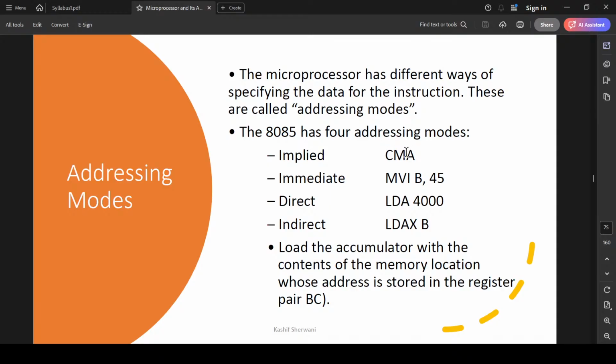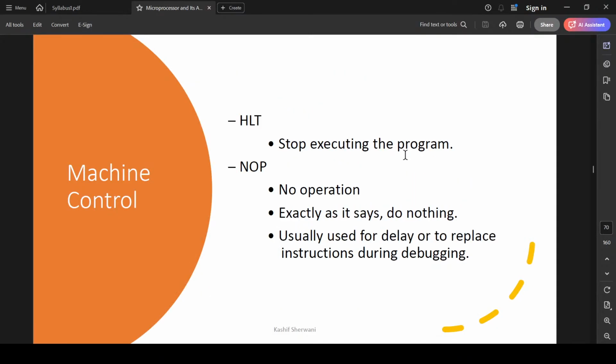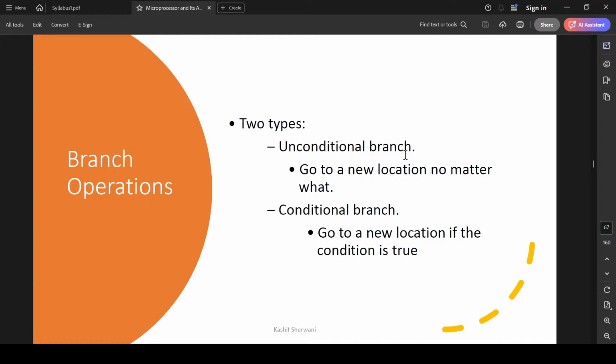Wait a minute, if this is CMA, then what is compare? CMA is complement, then what was compare? Compare is CMP, okay.